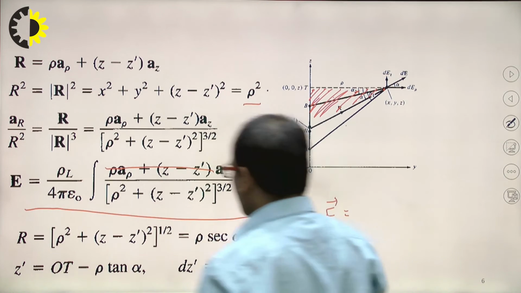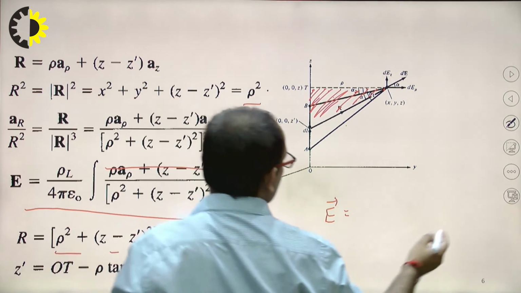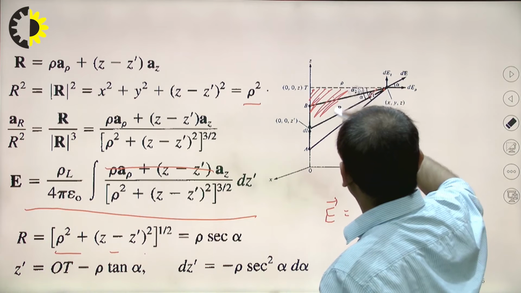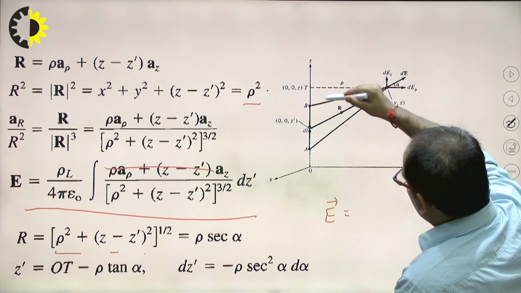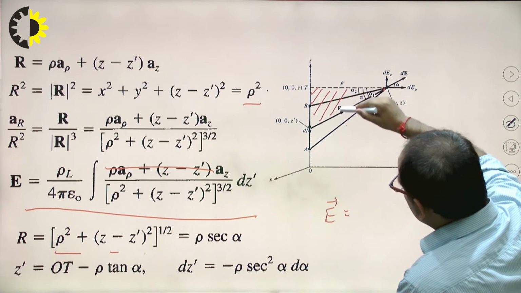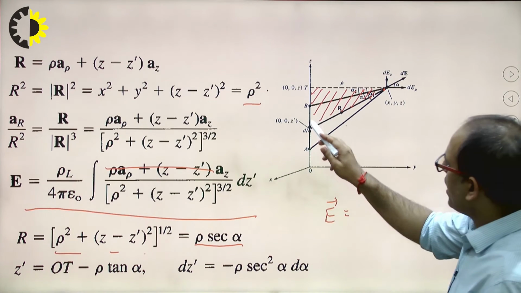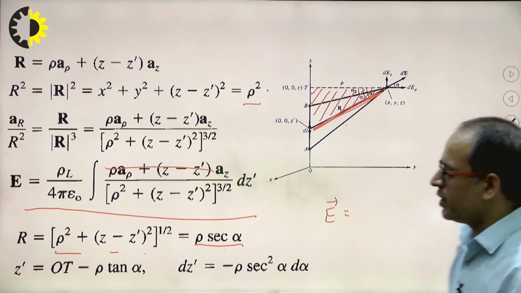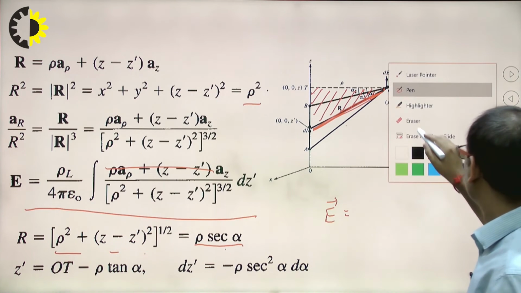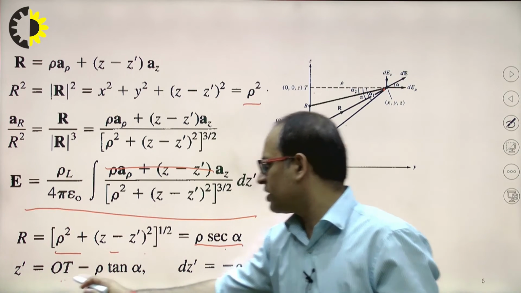Now see, this R is equal to rho square plus z minus z dash whole square to the power 1/2, that will be equal to, now if I just rub this and see this one, along this path, this triangle, you will see that capital R will be equal to rho into secant alpha, and z dash, now see from this one, z dash equals OT minus rho into tan alpha.